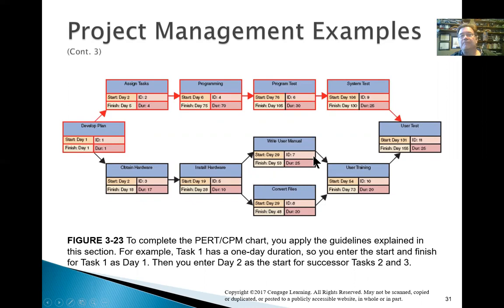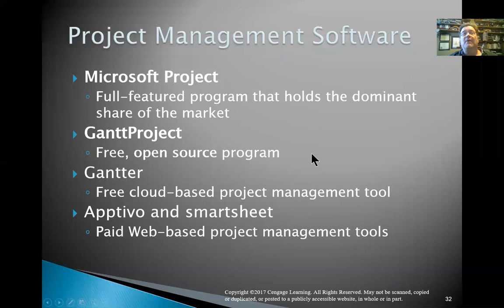What kind of software do we use for this? Believe it or not, despite what the slides say, a lot of people end up using goofy things like Excel, actually. But in our world, we don't use Microsoft Project. We used to use something called Primavera, which became an Oracle product. It doesn't really matter.